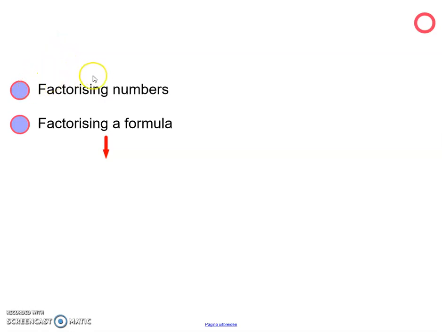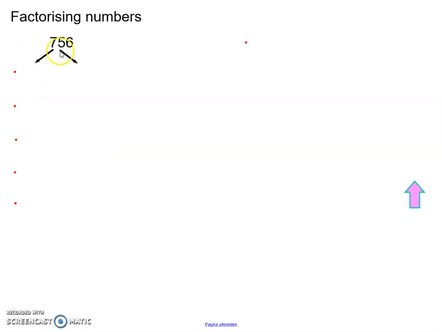You can also factorize numbers, and that's the first example. Suppose I have the number 756 and I want to factorize this number. This means I want to write it down with as many factors as possible. So, to do this, I'm going to look at this number and think, can I divide this number by 2? And the answer is yes, because 2 times 378 is 756. So now I've written this number 756 as a product of two factors.